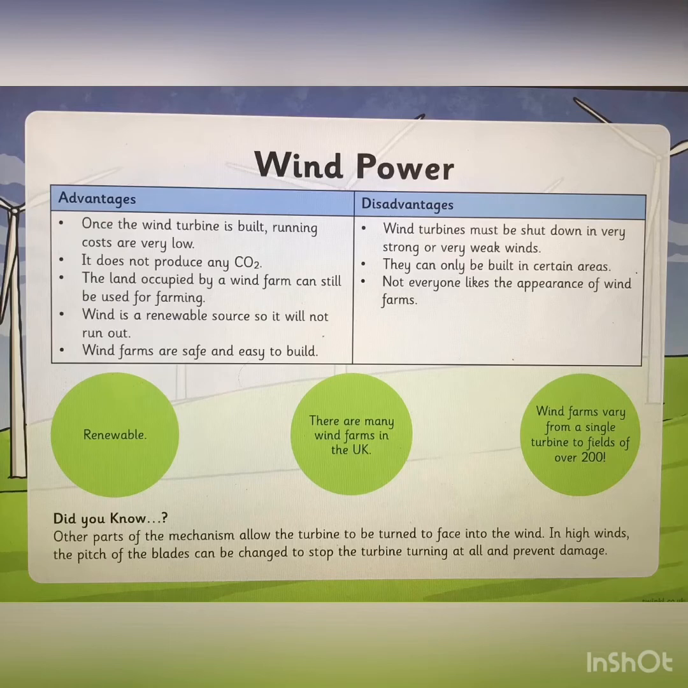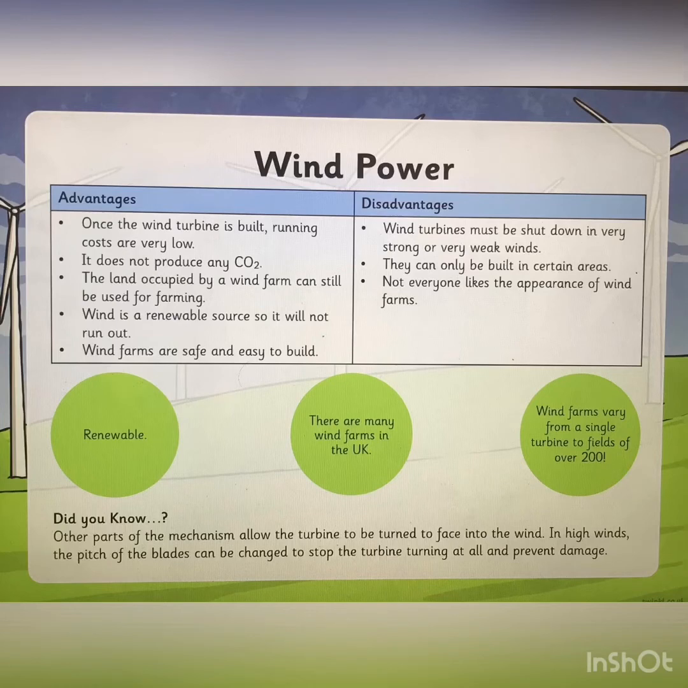Some advantages. Once the wind turbines are built, running costs are very low. Also, it doesn't produce any CO2, so it's very clean. The land that the wind farm occupies can still be used for farming. Also, wind is a renewable source of energy, so it will never run out. And wind farms are safe and easy to build.